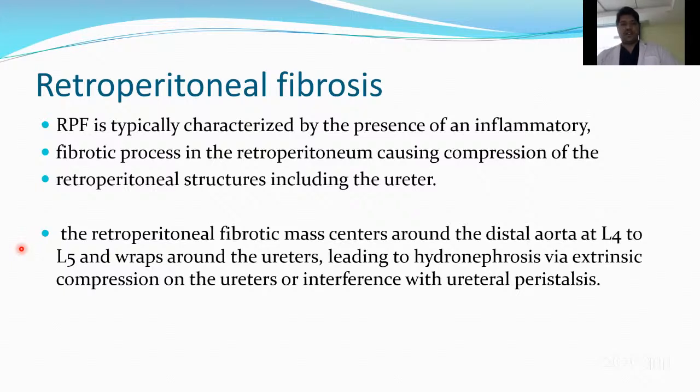Retroperitoneal fibrosis is typically characterized by the presence of an inflammatory fibrotic process in the retroperitoneum that causes compression of the retroperitoneal structures, including the ureter. The retroperitoneal fibrotic mass centers around the distal aorta at the L4, L5 level and wraps around the ureter, leading to hydronephrosis by extensive compression of the ureter and interference with ureteral peristalsis.